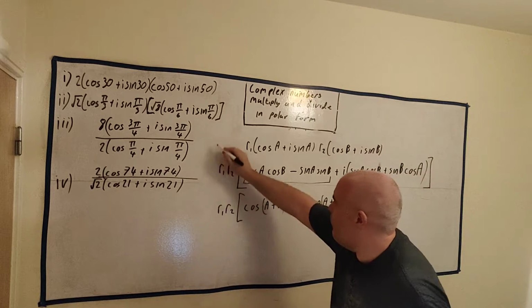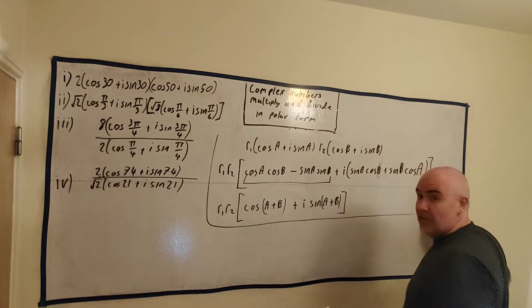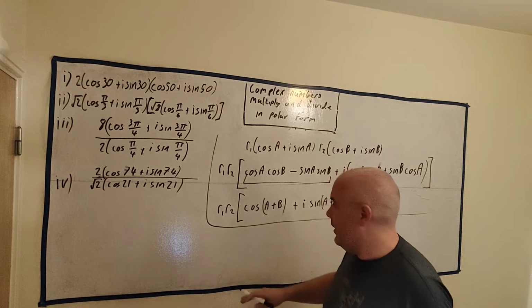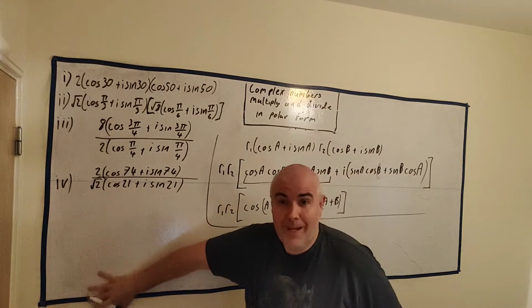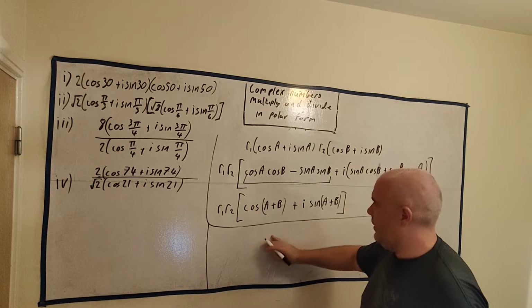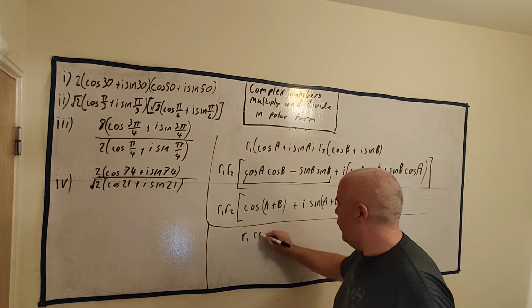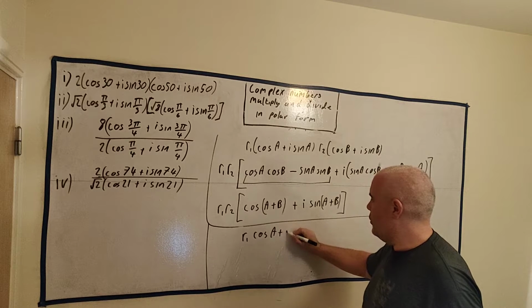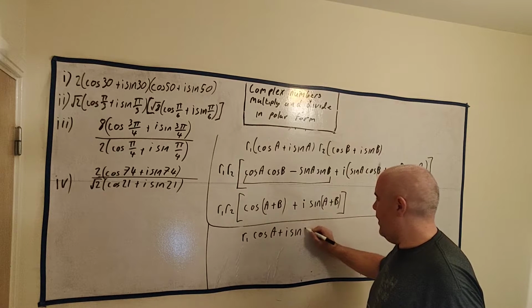And as well, I won't prove the second one. I won't prove how to divide, but I'll write down what it is. I'll put it here, and I think I can fit all my answers over here. To divide, let's put it here. r1 times cosine A plus i sine A.